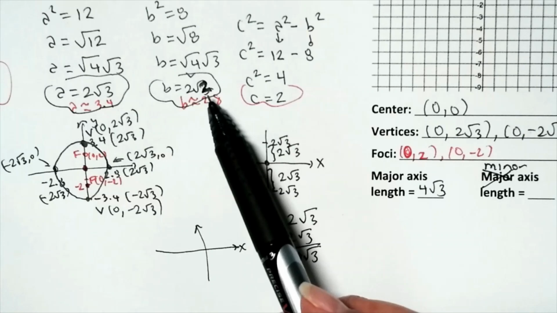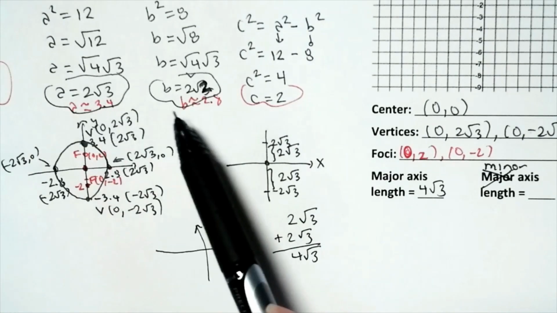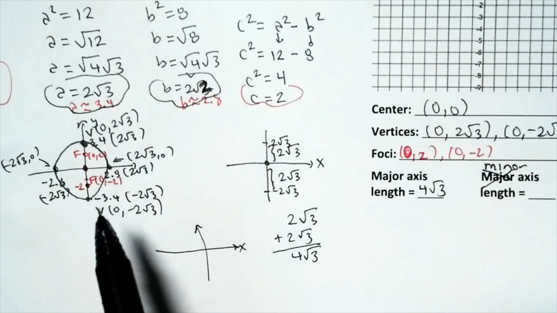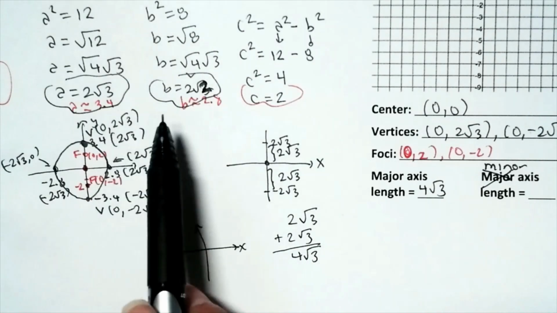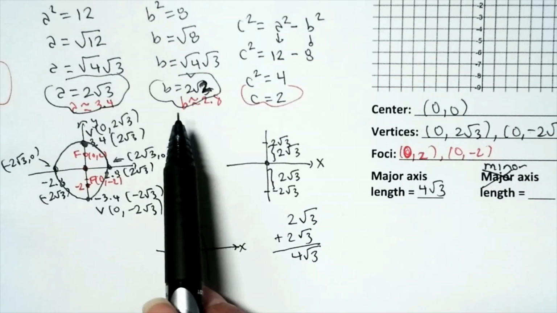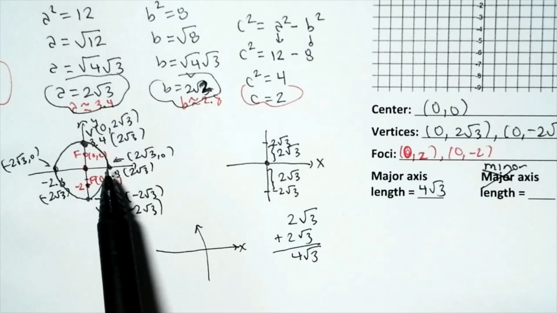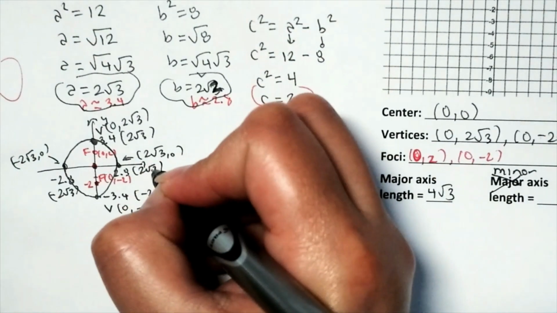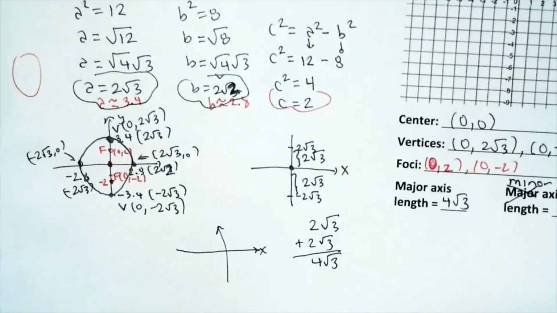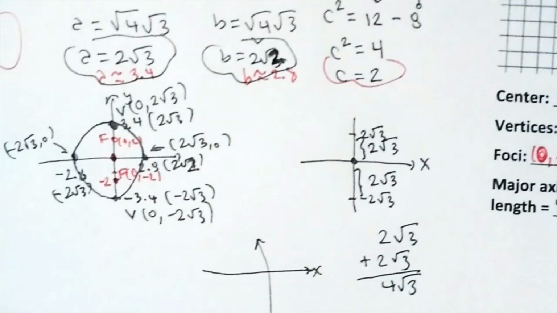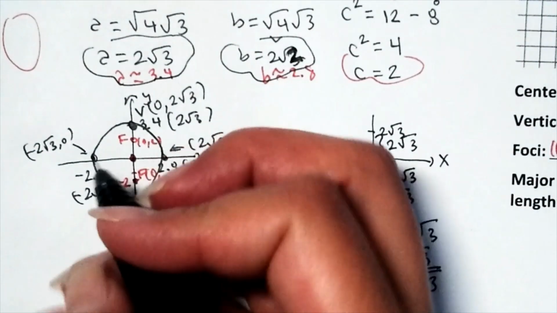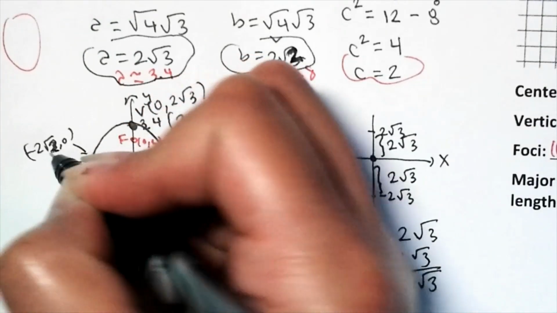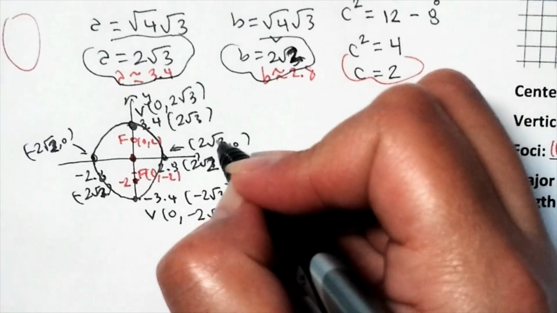But if I punch it into the calculator, 2 square root of 3 gives us 3.4. Good thing that I did a little quick sketch here. So for the endpoints of the minor axis, we should go 2 square root of 2 units to the right, which is about 2.8. I'm just gonna update this. Then we should go 2 square root of 2 units to the left, which is still about -2.8 because I cheated.